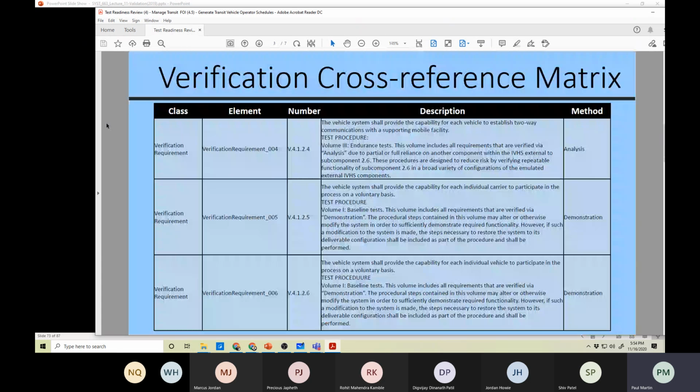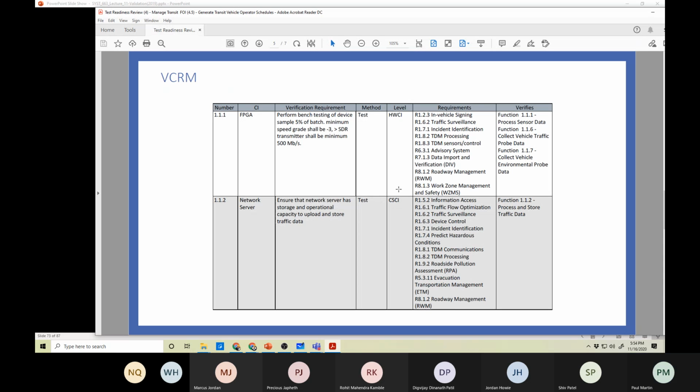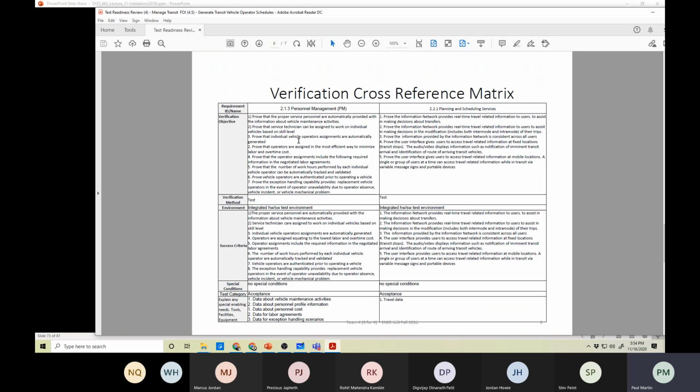Others just kind of looked at each verification class and described what test procedure would be brought up against that element as we're doing it. The other one, notice again, it's a requirement describing the verification requirement and what it verifies and what method you're using. This is an interesting one. You put your verification requirement in and you link it to all the requirements that it would verify. And there's a cross-reference matrix here as well. This actually goes down like this, where you actually have your objective, your method, your environment, success criteria, and they went on for several pages like that.